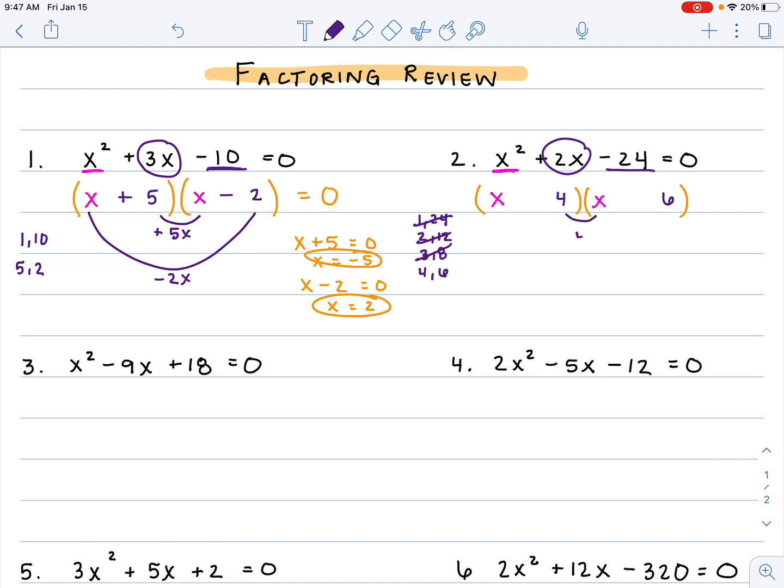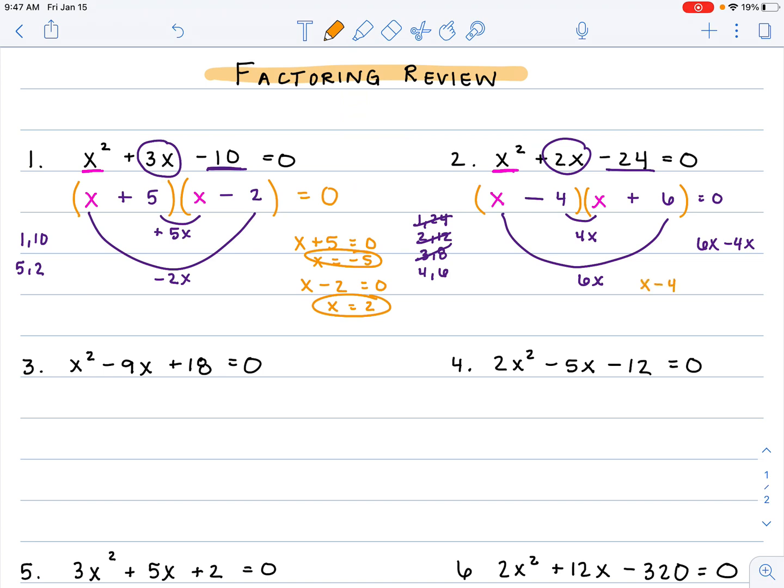So I'm going to put the 4 and I'm going to put the 6. From here to here, I've got 4x. Here to here, I've got 6x. So how can we make 4x and 6x into positive 2x? Well, I could do 6x minus 4x, and that would give me that 2x. So it's going to be minus that 4 and plus that 6.